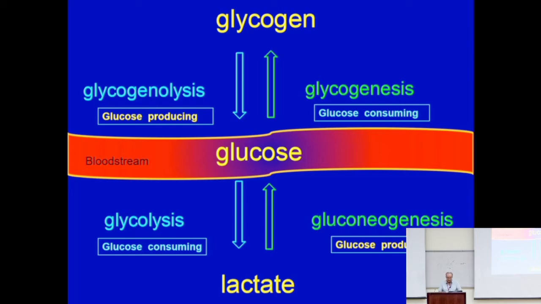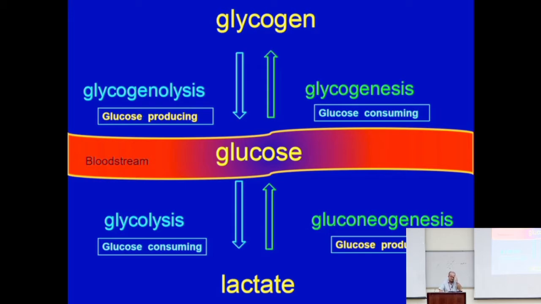So there are 4 distinct metabolic processes that either use up glucose or produce glucose. And I want you to really appreciate what that means and appreciate that there's basically a constant regulation or balance between all these 4 processes.